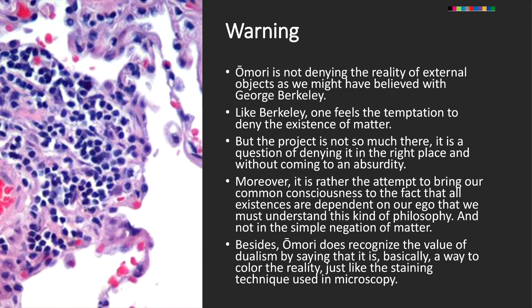And besides, this is really important, Ōmori does recognize the value of dualism by saying that it is basically a way to color reality, just like the staining technique used in microscopy. So here, this is the staining microscopy. Basically, if we don't color it, we cannot recognize what it is. And our language and our way to deal with the world is basically to try to put colors everywhere in order to get order into the chaos. And that's the way we deal with things. And it is just an artifact, basically. But that is not exactly what happens inside our spirits.